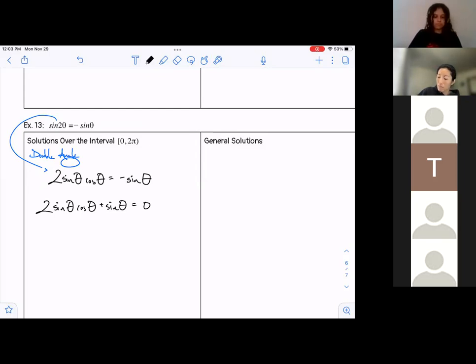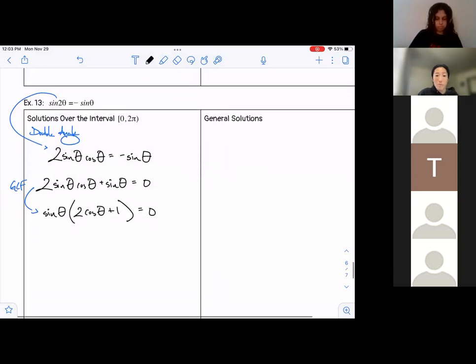Because sometimes I think it's helpful, sometimes it might not be, but we do in fact get a greatest common factor of sine theta here. So then we get 2 cosine theta plus 1 equals 0. All right. So I want to pause for a moment here because in a previous problem, I said, let's change everything so it all has only sine or only cosine. But that's not always a hard and fast rule.